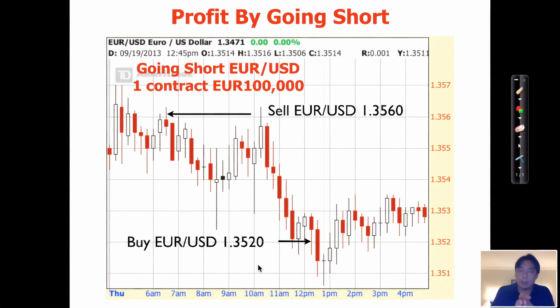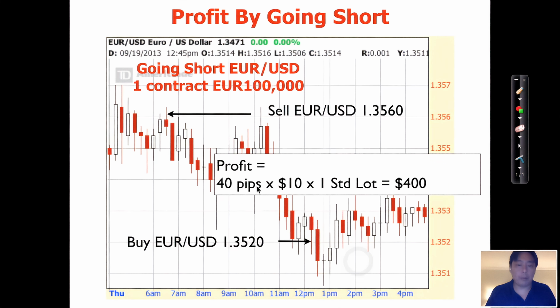Notice in the forex markets, there are two ways to make money. One way is buy low, sell high, which is what we did in the previous example. The other way is to sell high and buy low. It's the same thing, just going the opposite direction. You make the same profits. So in this case, we sell at 3560, we buy at 3520, and we made 40 pips. The difference between 3560 minus 3520. We made 40 pips, and each pip is $10. We bought one lot, that's $400. So same thing.